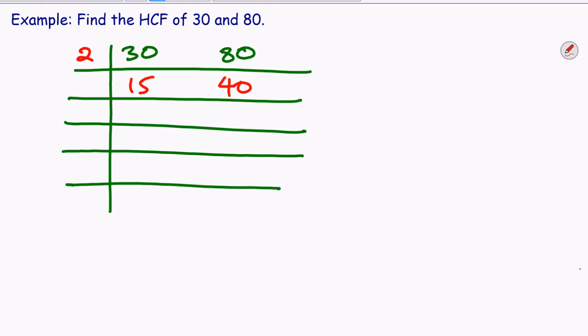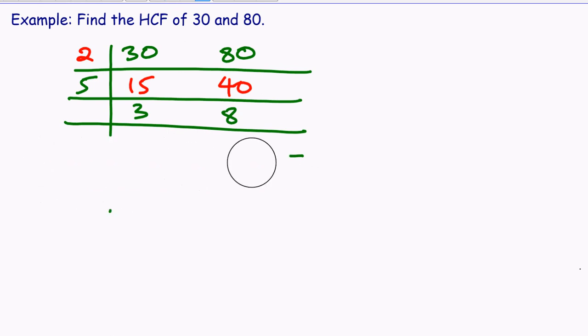The smallest prime, or any prime that's a factor of 15 and 40, is 5. So I'll have 5 there. 15 divided by 5 is 3. 40 divided by 5 is 8. Now we don't have any other number that's a factor of 3 and 8. So our ladder will end up there. Hence our highest common factor will be 2 multiplied by 5, which is 10.